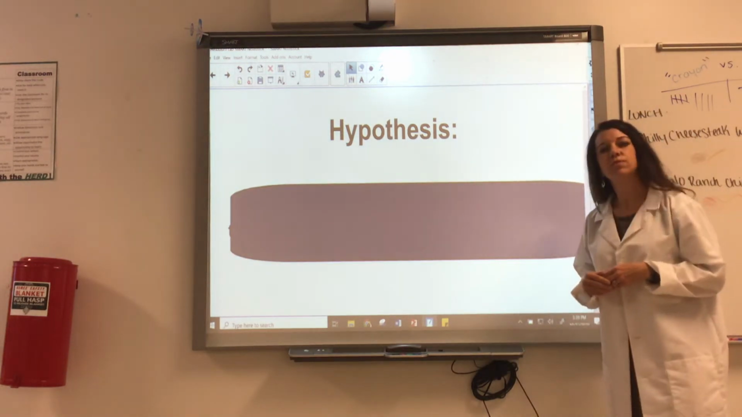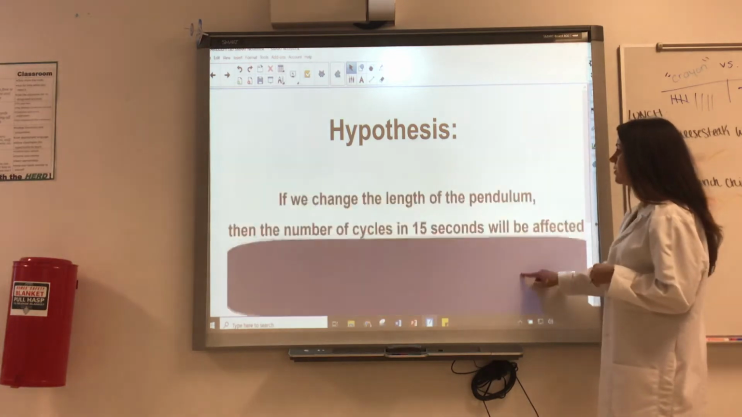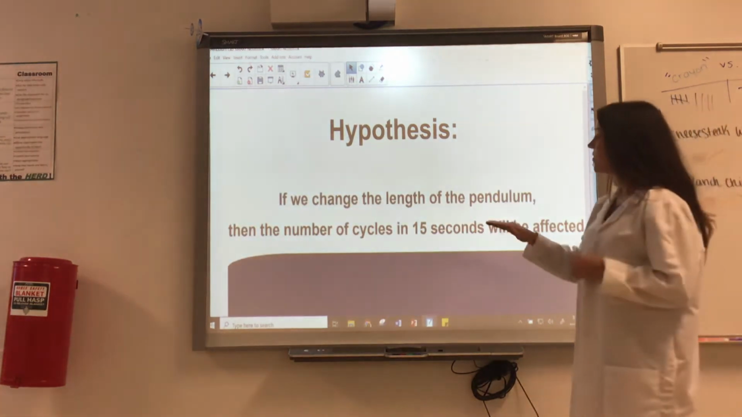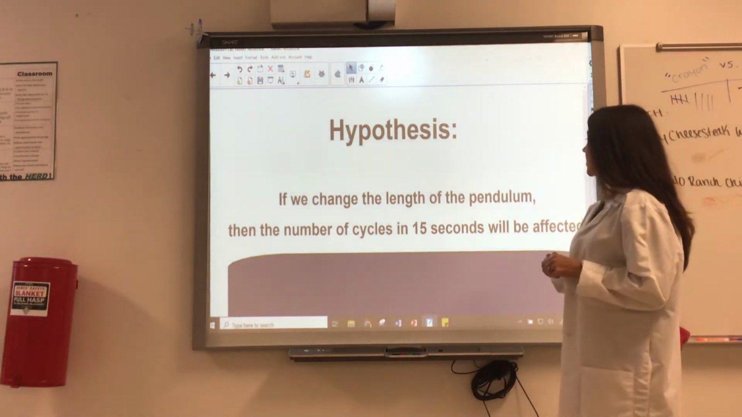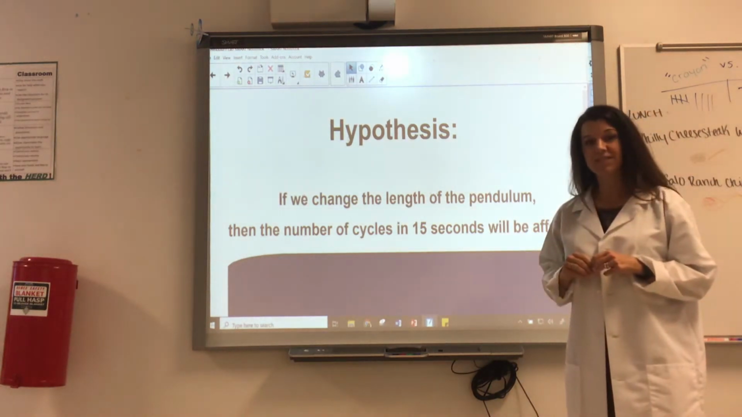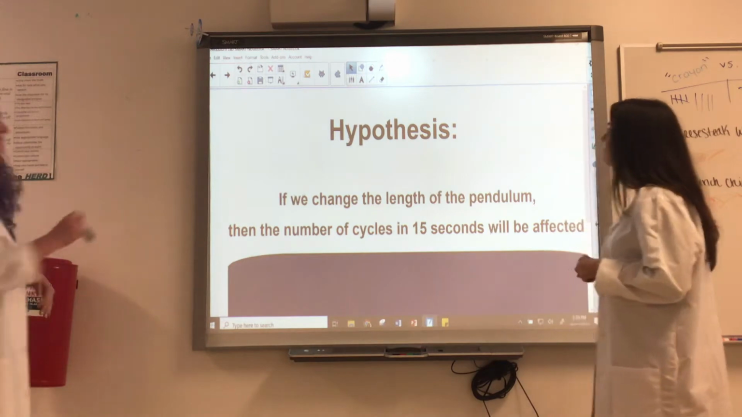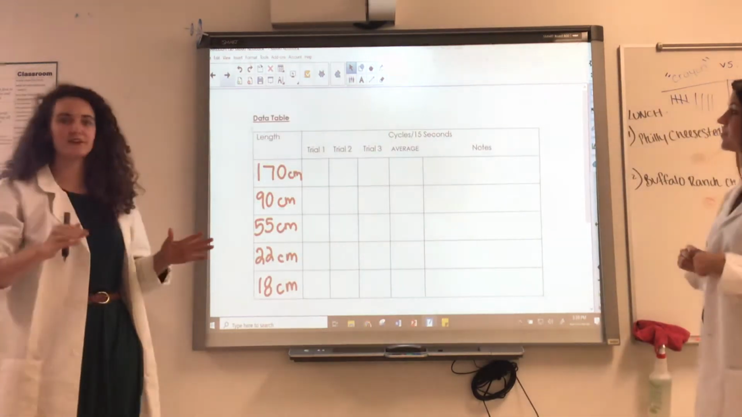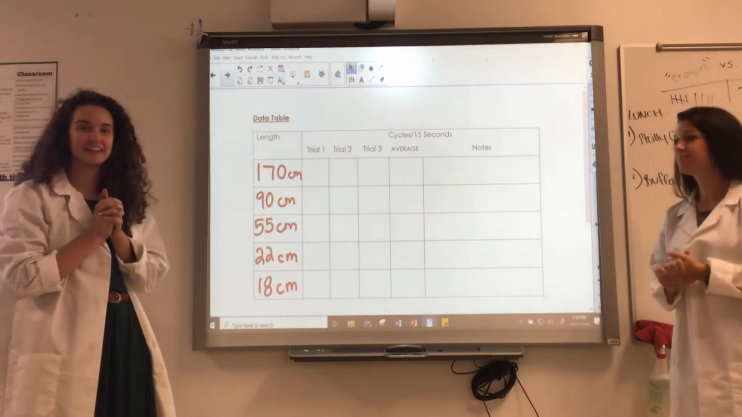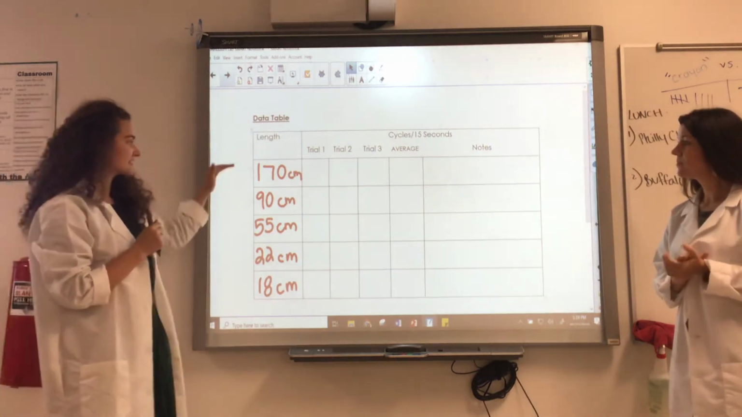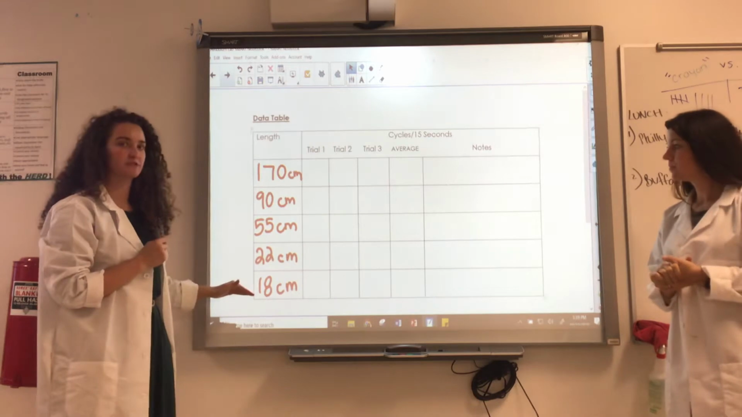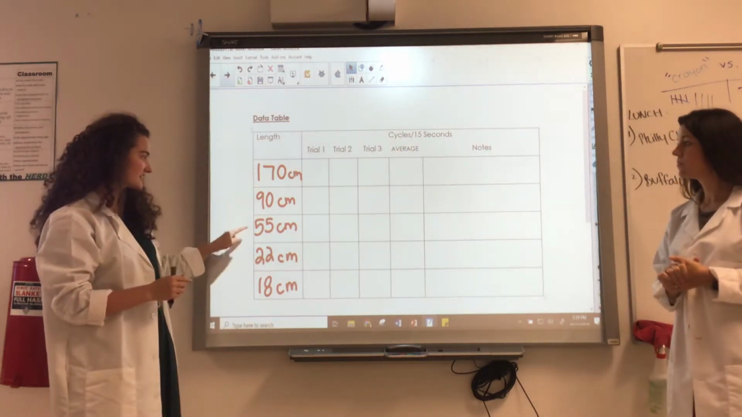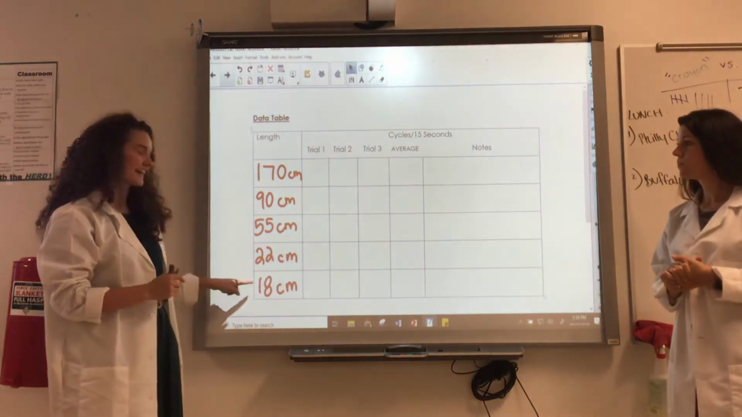The hypothesis we came up with is, if we change the length of the pendulum, then the number of cycles in 15 seconds will be affected. All right, we are now going to get to the part where we get to collect data. We're going to use these lengths as we change the length of our pendulum. So go ahead and write on your lab sheet 170, 90, 55, 22, and 18.